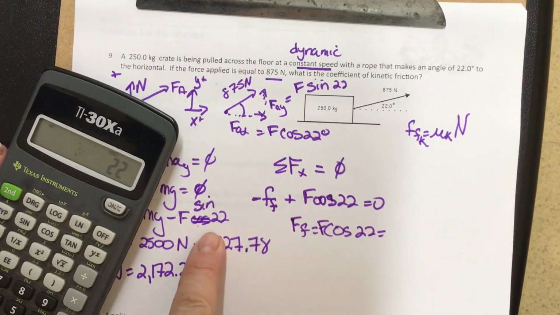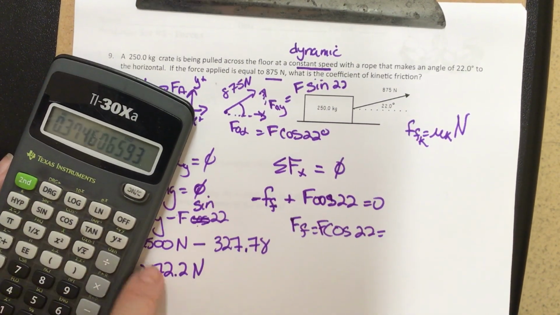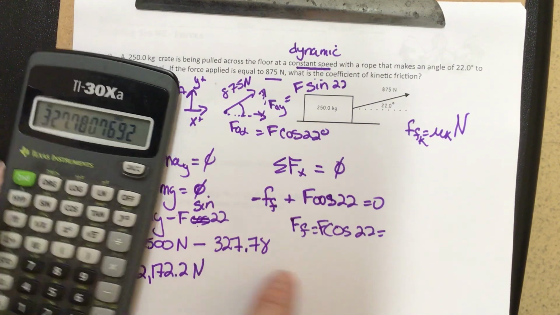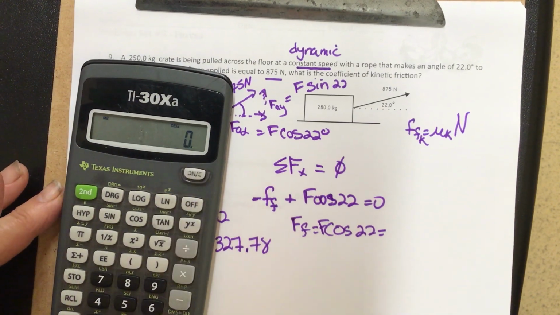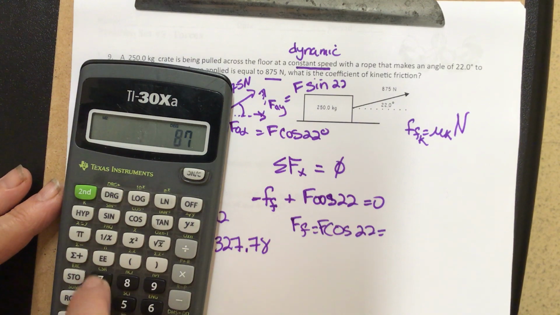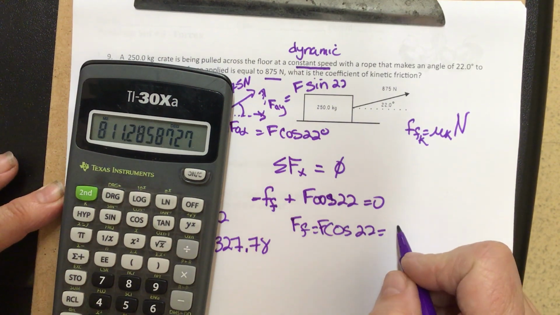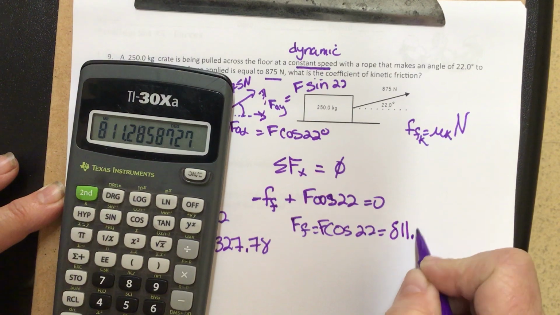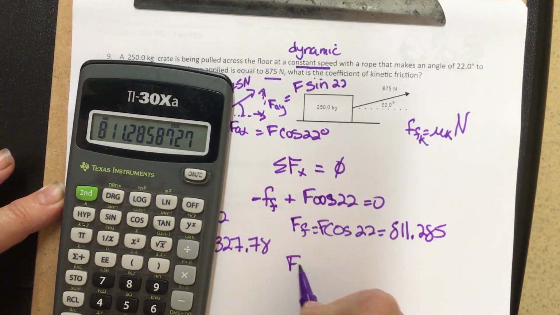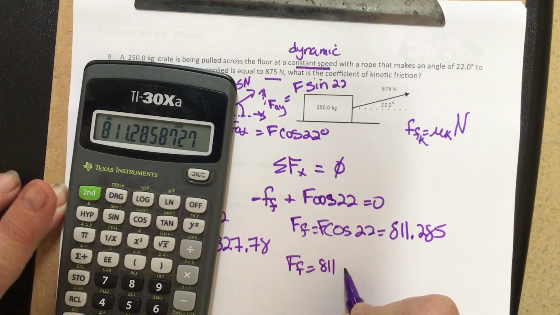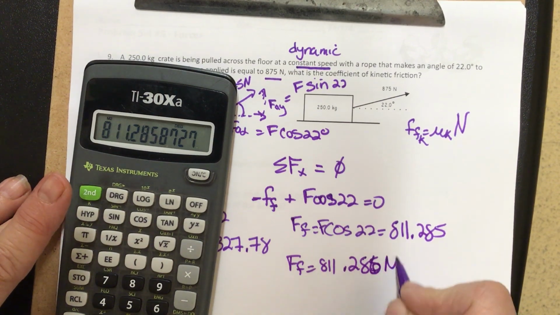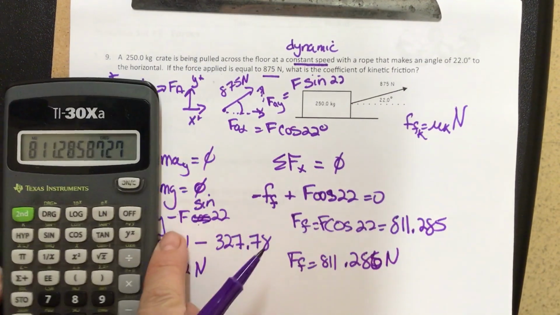22, oh, did I make a mistake here? Let me just make sure. 22 sine. Nope, we're good there. So this is the cosine way. So 22 cosine times 875. Okay, so that's 811.285, right? So the force of friction is 811.285, maybe 86 if we're going to round up, newtons.